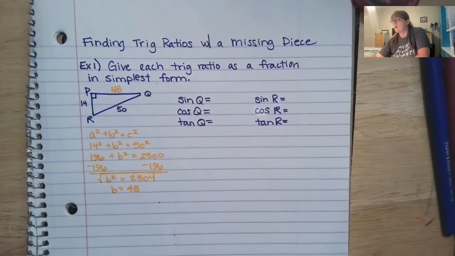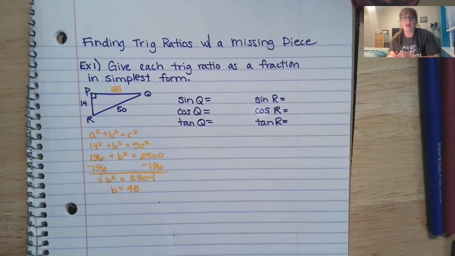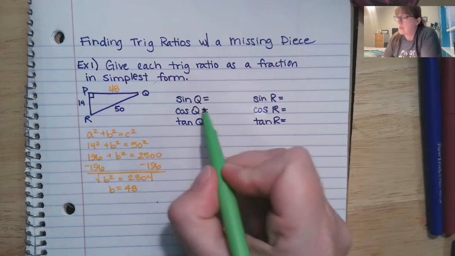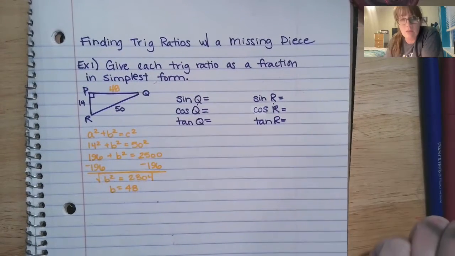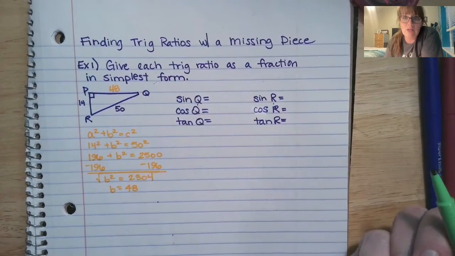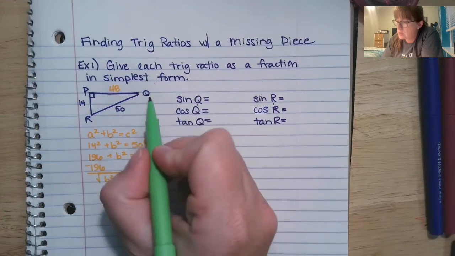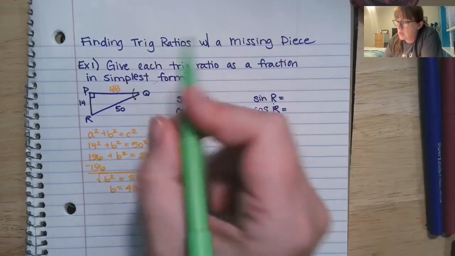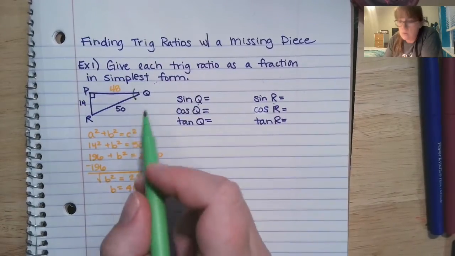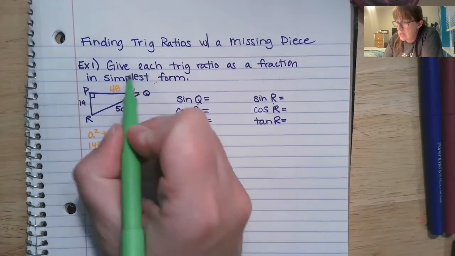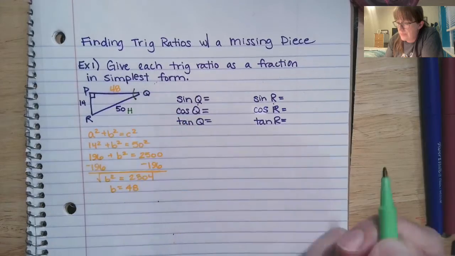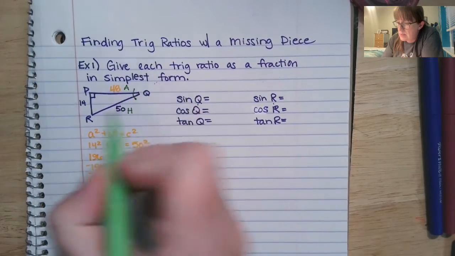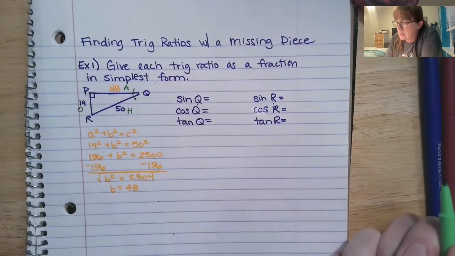Okay, so it's the same triangle, and they're asking for sine Q and sine R. So we have to look at this angle. That angle is going to change which side is adjacent and which side is opposite. So let's start with the Q. So we're going to go with this guy. I'm going to go ahead and label them A, H, and O, just like I always do. So with the Q in mind, H is always H, right? This is going to be your adjacent. This is going to be your opposite, okay?